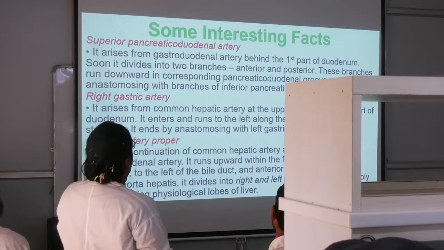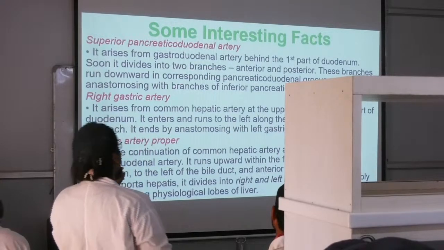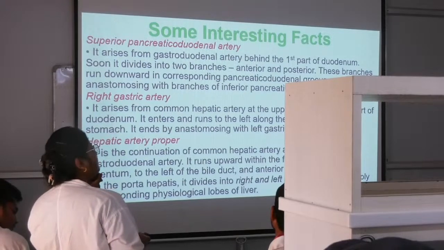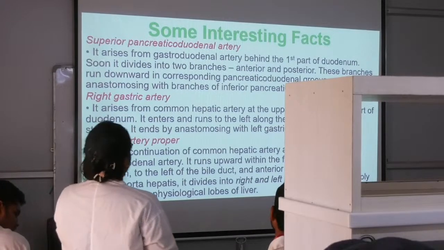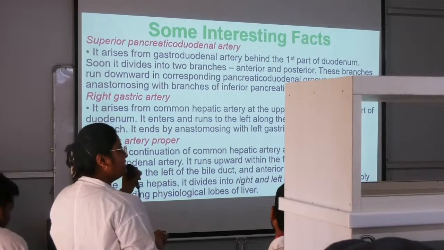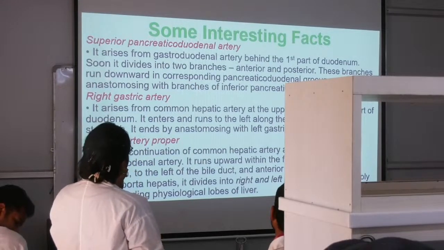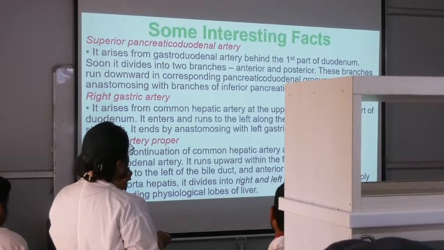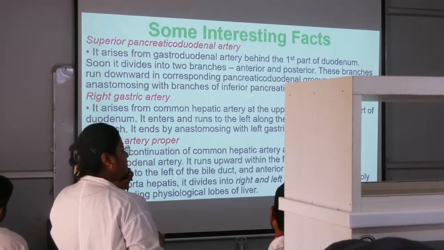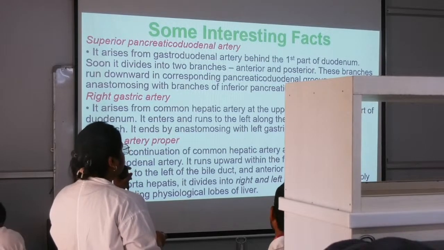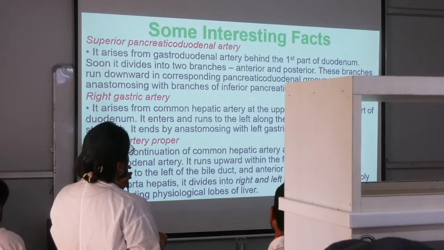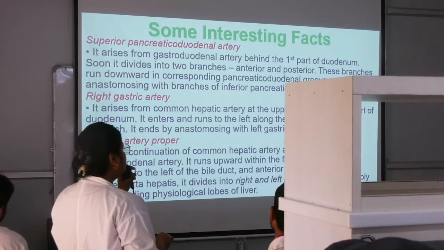Next is superior pancreaticoduodenal. It arises from the gastroduodenal artery behind the first part of the duodenum, and soon it divides into 2 branches, anterior and posterior. These branches run downward in the corresponding pancreaticoduodenal groove that lies between the head of the pancreas and the second part of the duodenum, and end by anastomosing with the branches of the inferior pancreaticoduodenal artery.